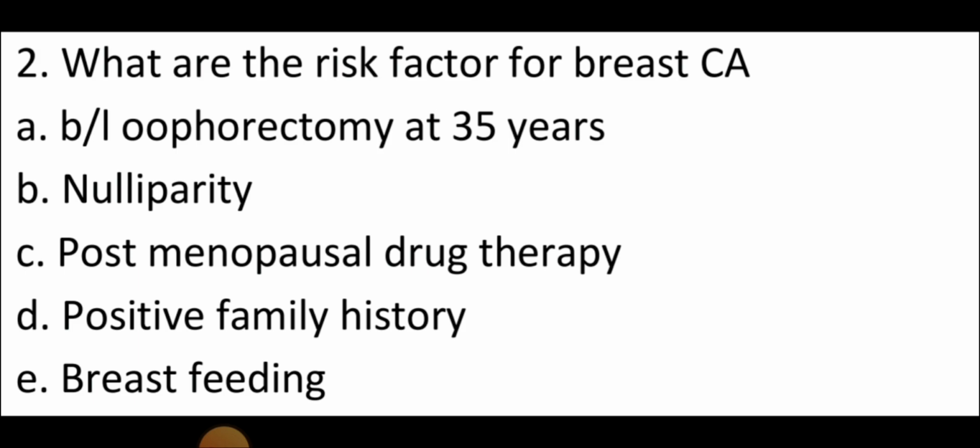C, postmenopausal drug therapy. I think this must indicate something like hormone replacement therapy. So if it is hormone replacement therapy, then it is a risk factor. Then D, positive family history. Yes, positive family history of breast cancer in first degree relatives is a risk factor. Then E, breastfeeding is not a risk factor but it is a protective factor. Like that, questions may be asked in your multiple choice questions paper.